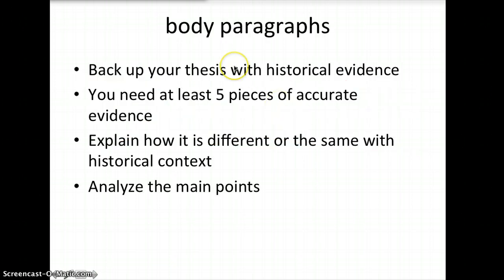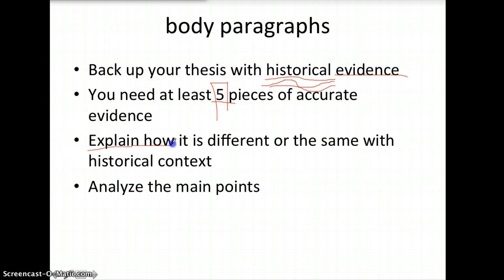Okay, now moving on to the body paragraphs. You need to be able to back up your thesis with historical evidence. We don't really want analogies or stories about that one time where you and your friend dug up worms. No, that does not belong in body paragraphs. You need at least 5 pieces of accurate evidence per paragraph, preferably, because we don't want any opinions or any fluff. We want straight to the information. A good rule of thumb is if your body paragraphs aren't at least 6 sentences long, they probably don't have enough information in them.